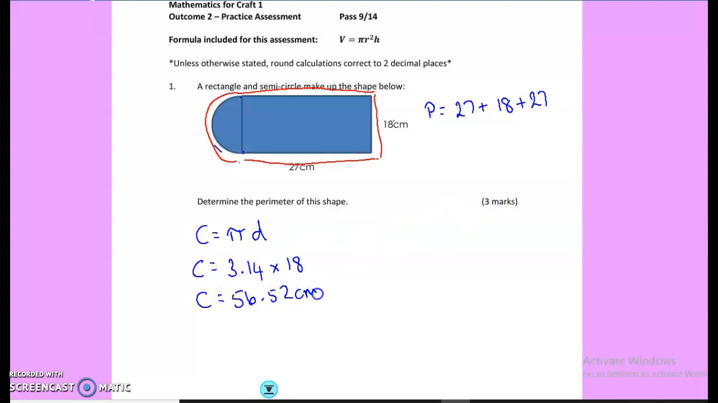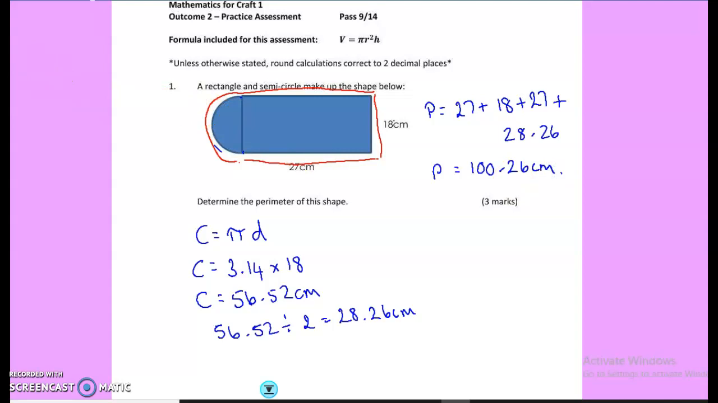That would be for a full circle. I don't have a full circle. I've only got half a circle. I'm going to divide it by 2 and get 28.26 centimetres. That's what I need to add on to the rest of these here. It's 28.26. And that gives me 100.26 centimetres.